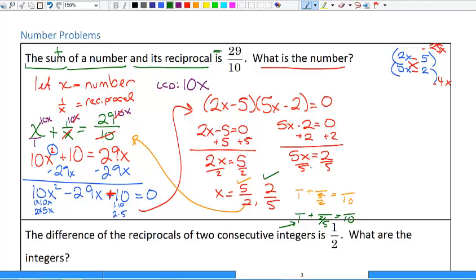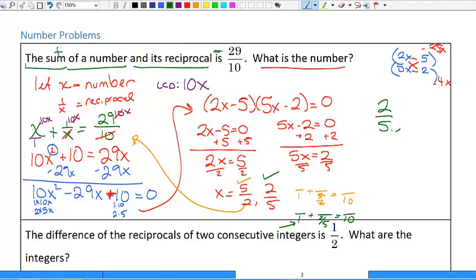So let's go back and answer my question. Because this is a word problem, you can't just box x equals. That doesn't actually make sense. We're the ones that brought x into the problem, so we need to take it out and answer their question. The question is, what is the number? Remember, we were adding a number and its reciprocal. So if 2/5 is my number, its reciprocal would be 5/2.